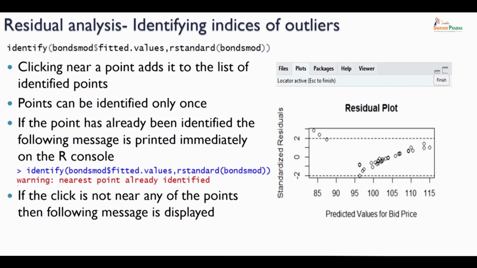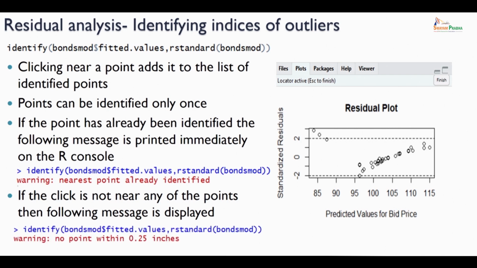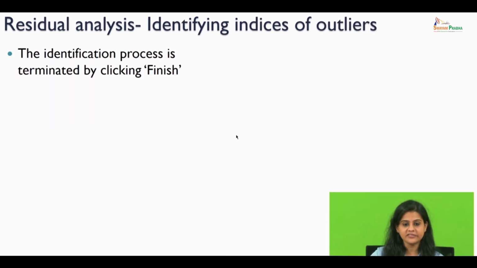Now if you do not click near any of the points, then a message is displayed which says that no point is identified within 0.25 inches. So if I click here, then I do not have any points closest to it. So it will display a message saying no point within 0.25 inches. Now once you have identified all the outliers, you need to click the finish button that is present on the top right corner of the graphical window. You can also press escape to finish.